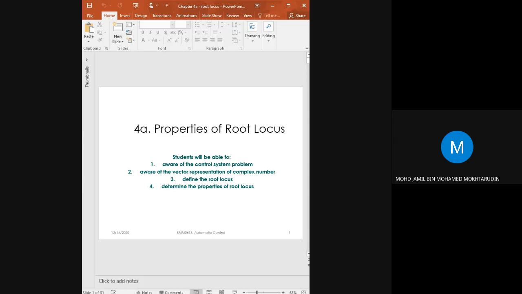So for today, students will be able to be aware of the control system problems, the problems that lead us to using root locus. Secondly, be aware of the vector representation of a complex number. We have learned about complex numbers and how to represent a complex number as a vector. You learned complex numbers maybe during your first year, that a complex number has angle and magnitude. We will go back and revise on that. Third, we will define the root locus. What is root locus? And lastly, we will determine some properties of root locus.